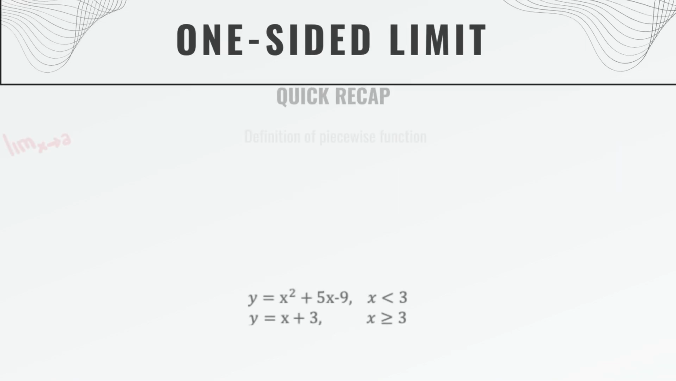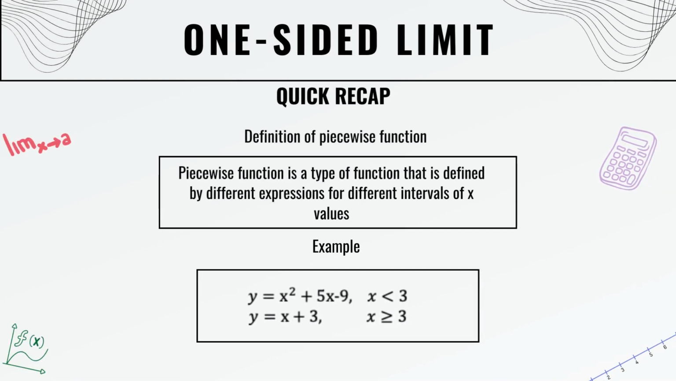A type of function where you might find different values of one-sided limits at a point is piecewise. Quick recap. A piecewise function is a type of function that is defined by different expressions for different intervals of x values.